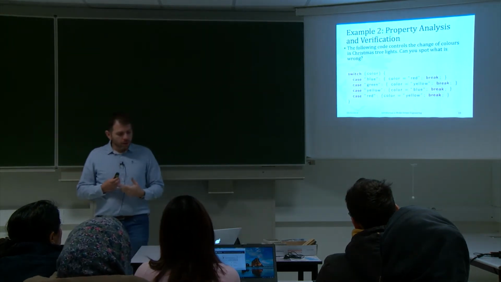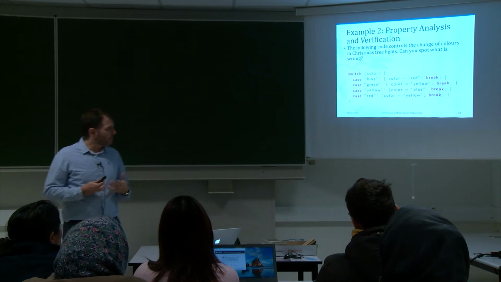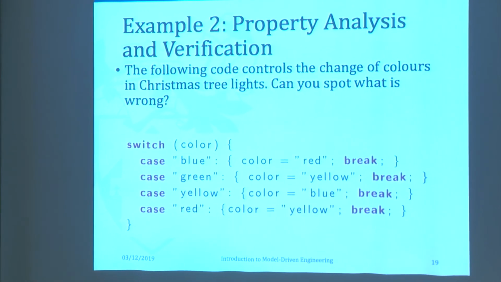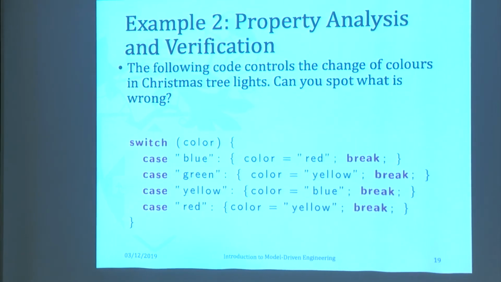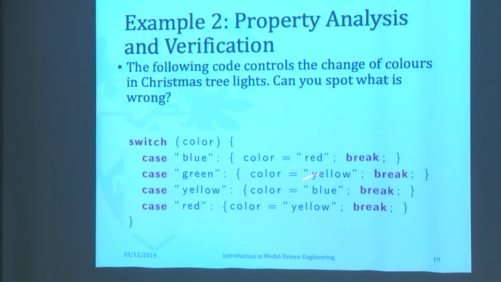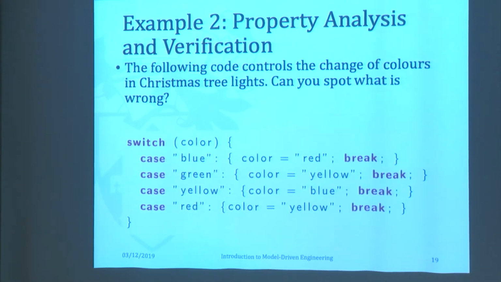The second example has to do with property analysis and verification, where if we want to do any sort of automated reasoning about our system, it's really hard to do this at the code level. So here we have a switch statement that controls the change of colors in Christmas tree lights, because Christmas is coming. If the lights are blue, then the lights become red. If the lights are green, they become yellow, and so on and so forth, right?